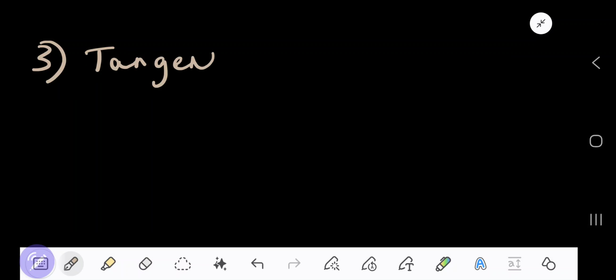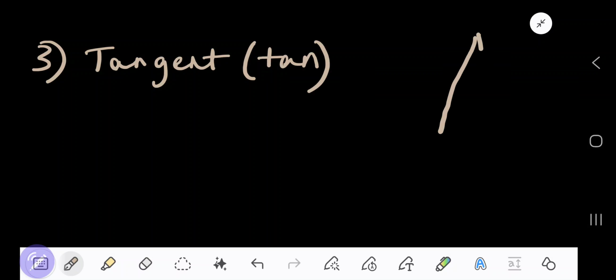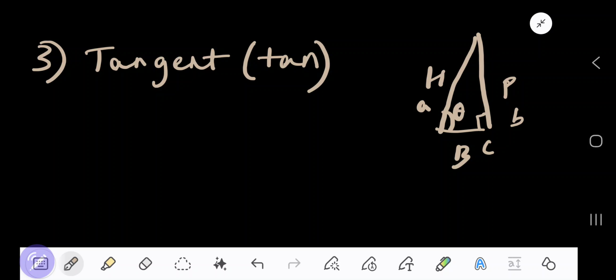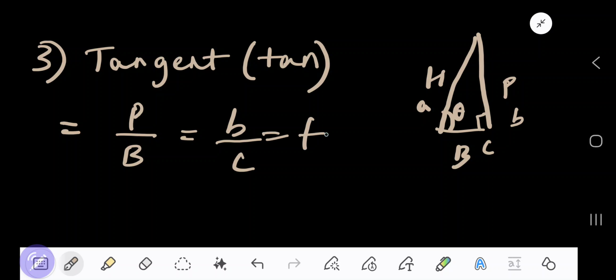our next trigonometrical ratio is tangent, also known as tan. So tan, considering this theta, tan is the ratio between the perpendicular and the base. So this is the perpendicular BC and this is the hypotenuse A. So tangent equals perpendicular by base, which equals B by C in this case. Tan theta.